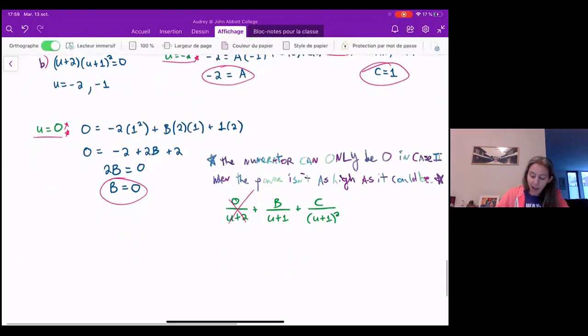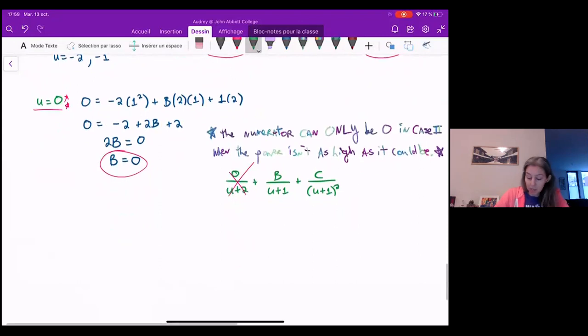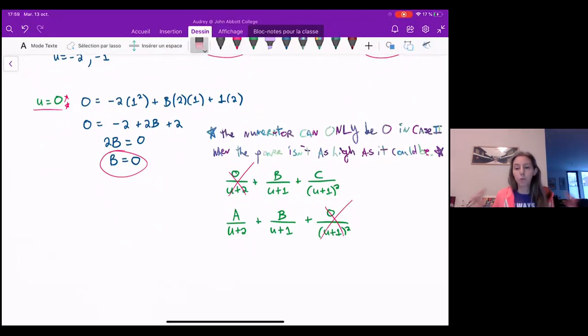But let's say that c is 0. So I have some non-zero constant over u plus 2 and u plus 1. And then I have 0 over u plus 1 squared. Well, in this case, that's just gone. It's like it's not there. And my common denominator would be u plus 2 times u plus 1.